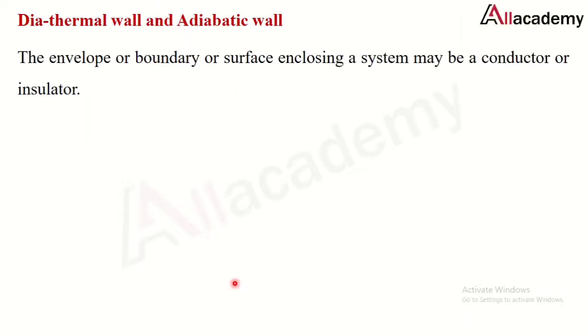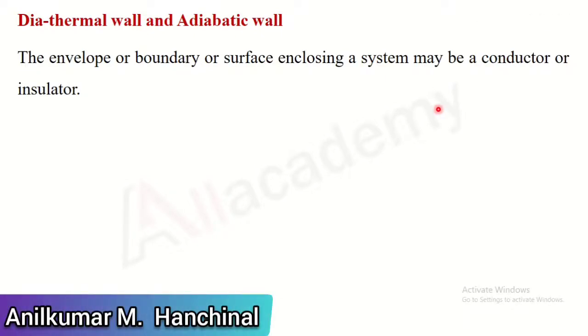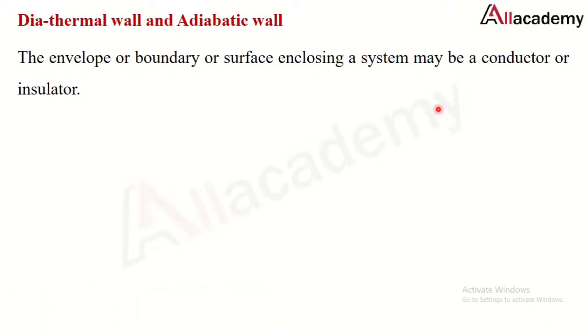So let us know what is this diathermal wall and adiabatic wall. An envelope or a boundary or a surface enclosing the system, means the outer layer of a system, may behave as a conductor or insulator. In some conditions it may behave as a conductor, and in some conditions this boundary may behave as an insulator. So when can I say that this surface or boundary is diathermal, or when will I say this boundary is adiabatic? Let us discuss that.